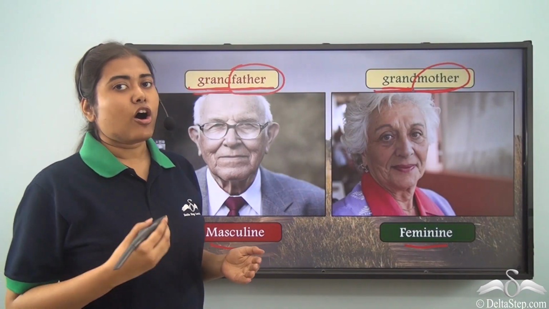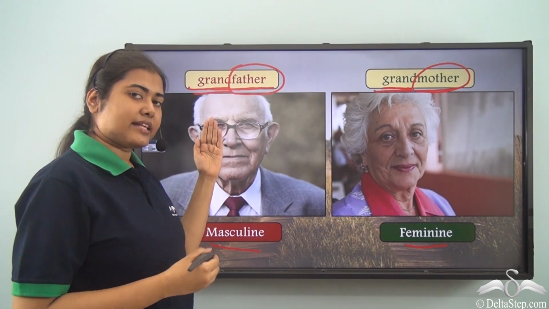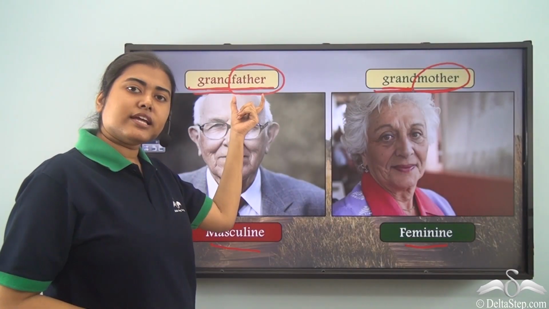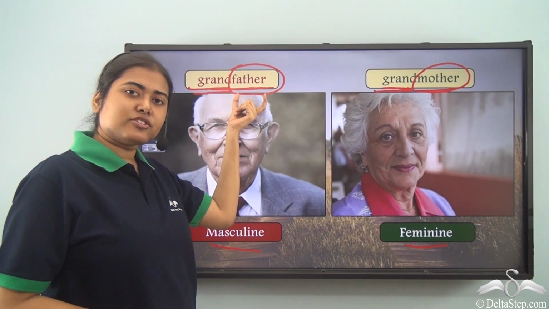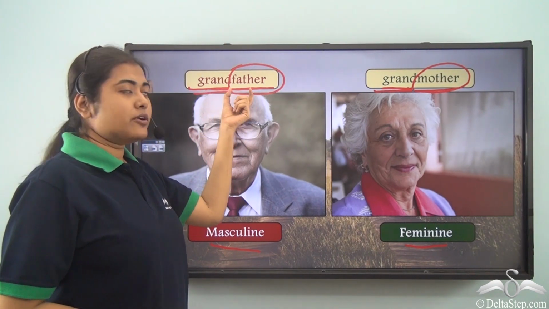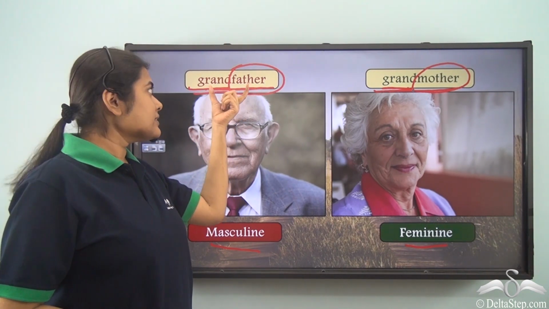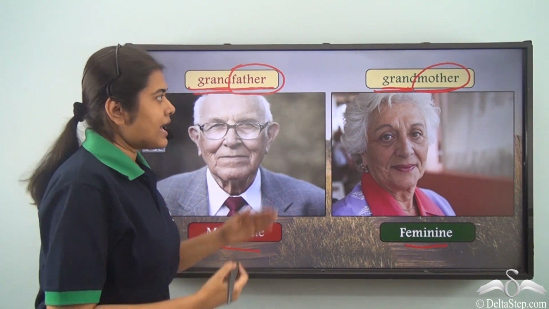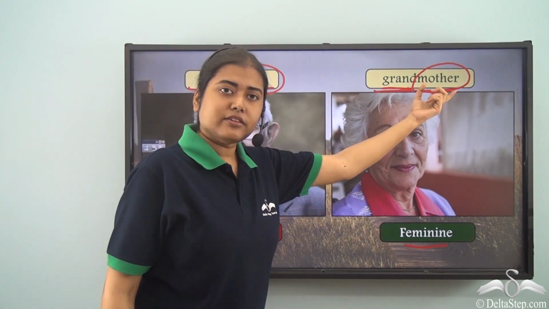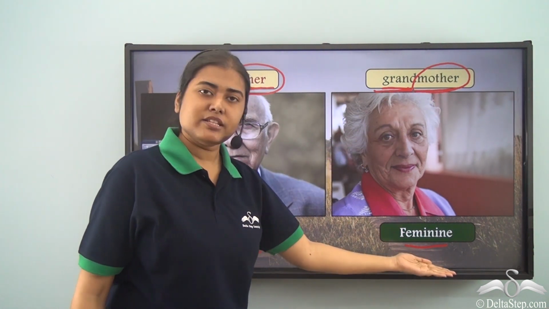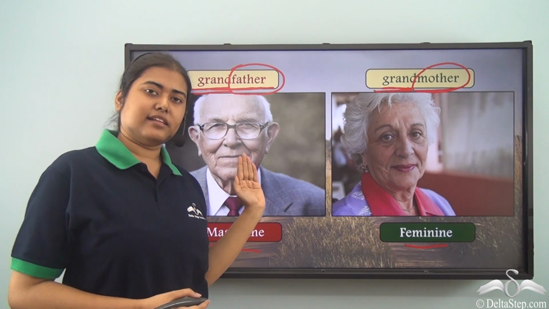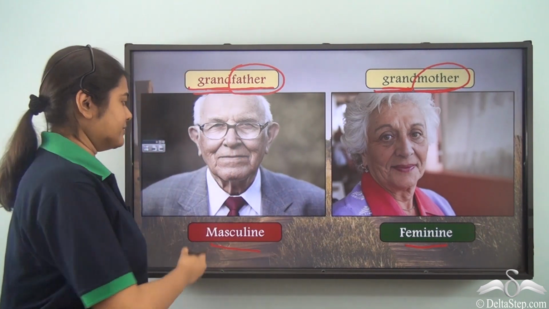So one way of converting the masculine gender into feminine gender is by changing the masculine part of the word. So in this word, what exactly is making this word masculine? This part called father. And in this word, the word mother is referring to the feminine gender. So this is one way of changing the masculine gender to feminine gender.